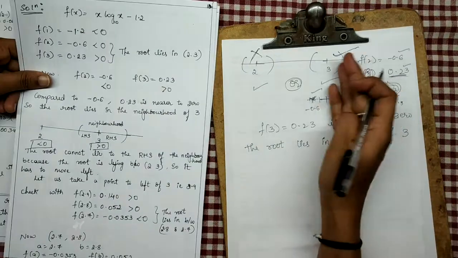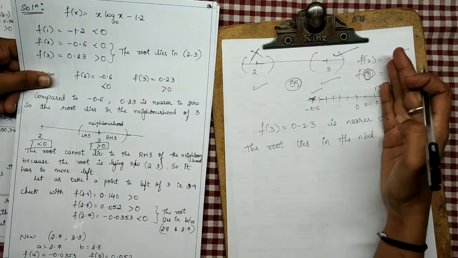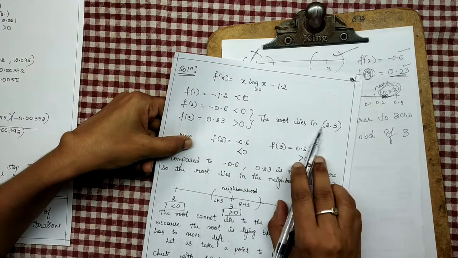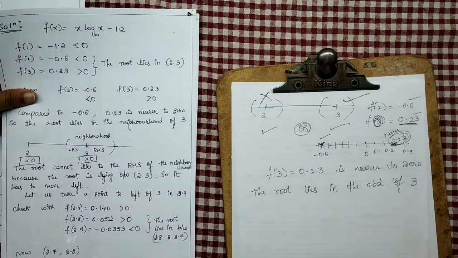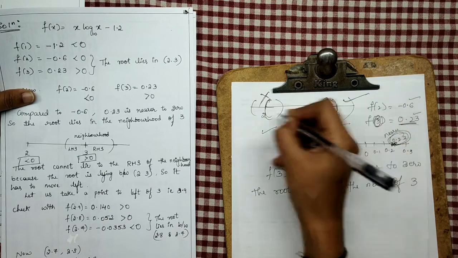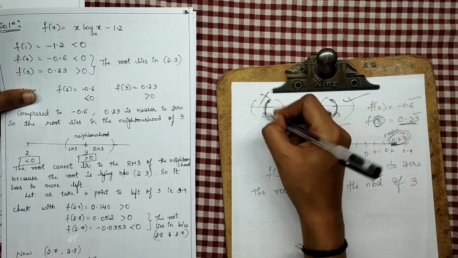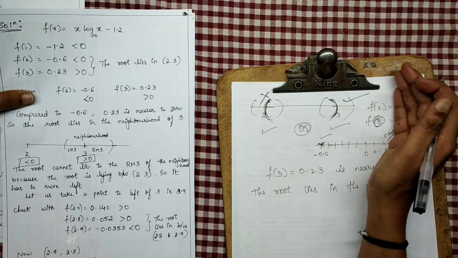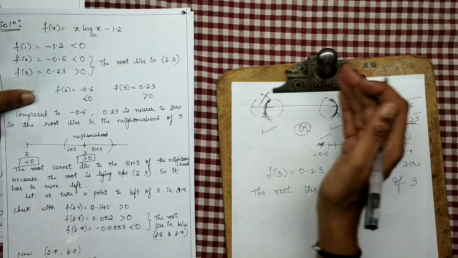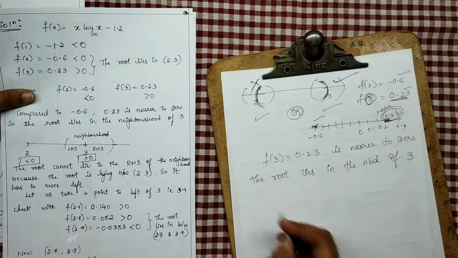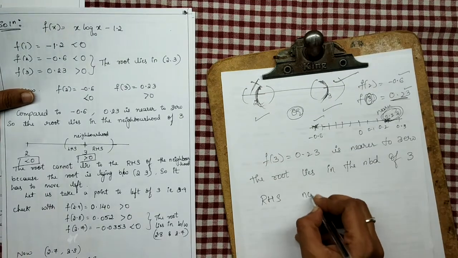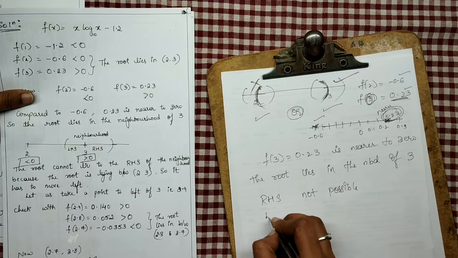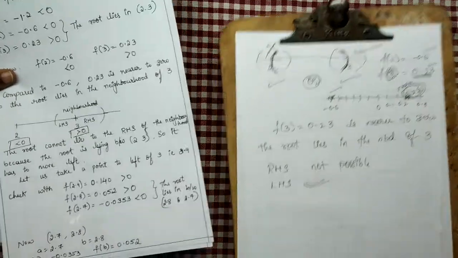Now, whether the root will lie to the LHS of the neighborhood or to the RHS of the neighborhood, we have to check. Since in the first step itself it is saying that the root lies in the interval 2 comma 3, it has to lie in between these two only. It cannot go to the RHS of the neighborhood, so it has to be located at the LHS only. RHS is not possible. Root can lie in the LHS only.